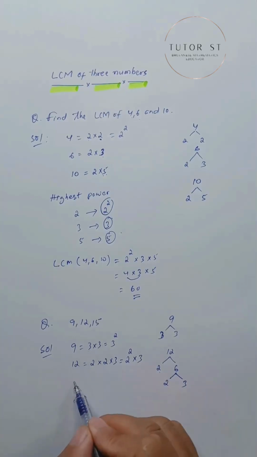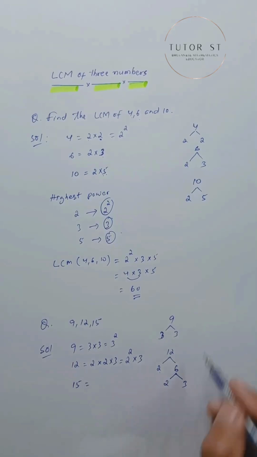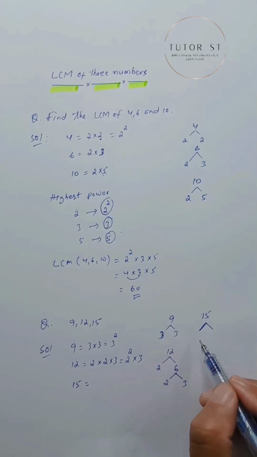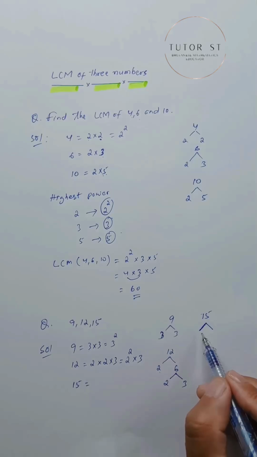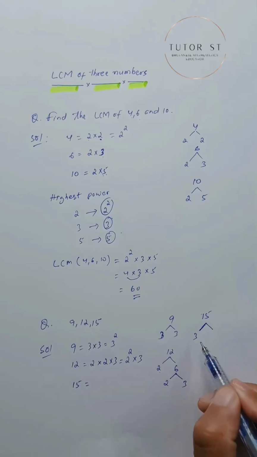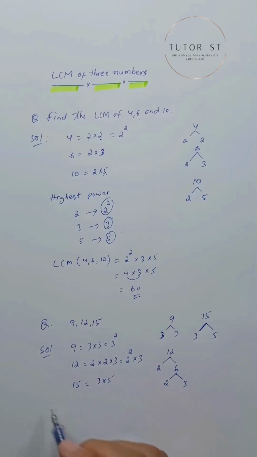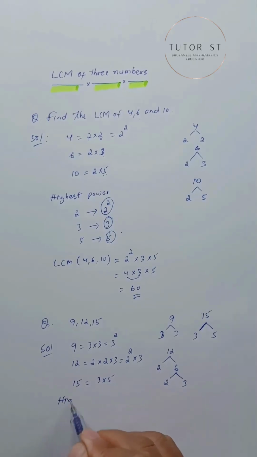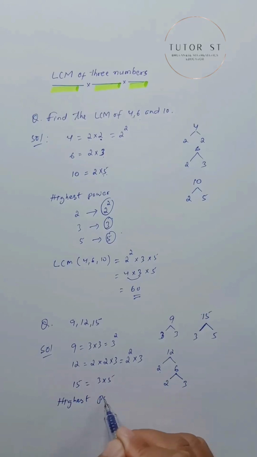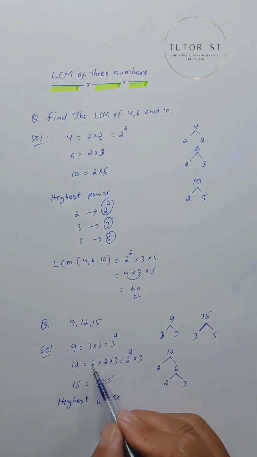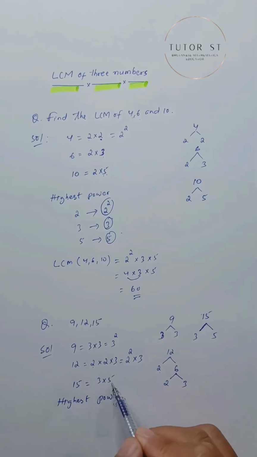If I go to the last number that we have, 15, 15 is an odd number. Therefore, I should start with 3, because 2 cannot divide 15. If I start with 3, 3 times 5 will give you 15. Now after this, we need to list down the highest power of each prime factor. I have three different prime factors. The first one is 2, the second one is 3, and the third one is 5.